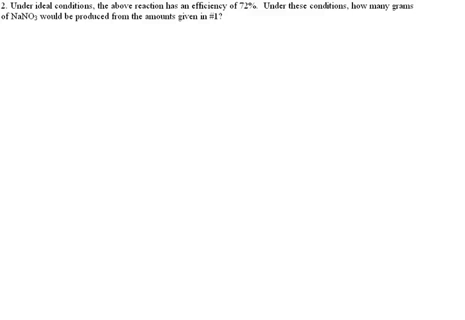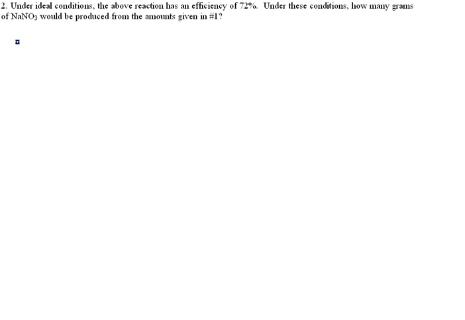Alright, in this very last problem, this deals with a percent yield type problem, and in this question here, we're saying under ideal conditions, the above reaction has an efficiency of 72%. Basically what that means is if everything goes perfectly, we only produce 72% of product compared to what we theoretically could get. So under these conditions, how many grams of sodium nitrate could be produced from the amounts given in number 1?